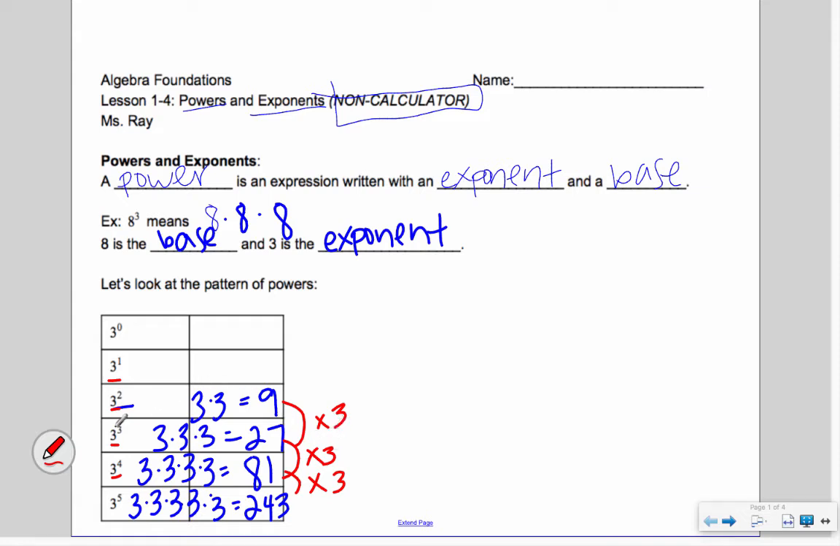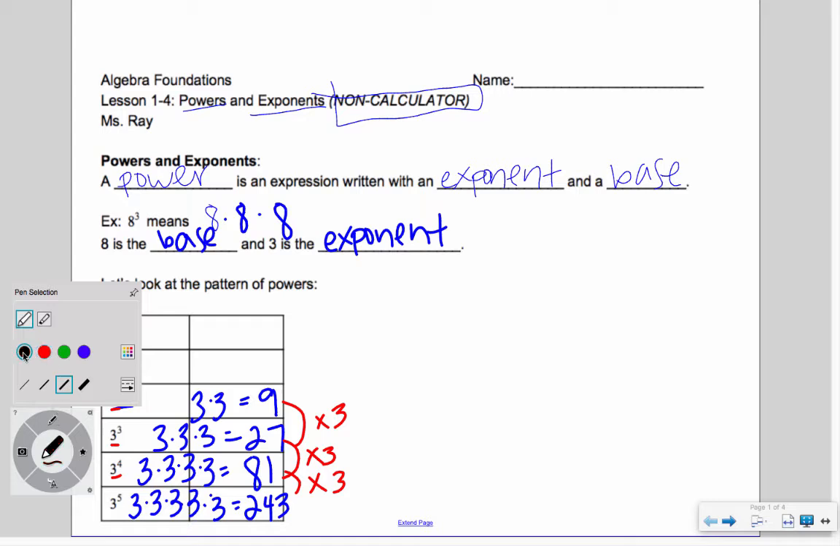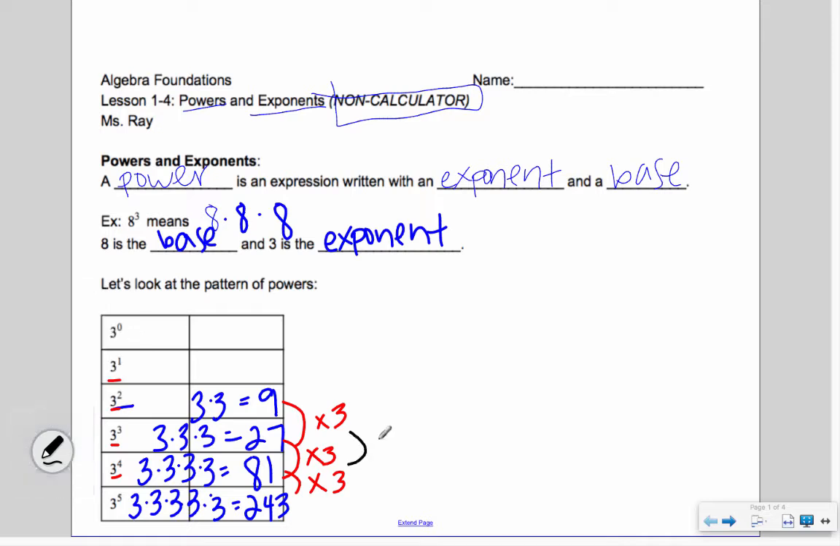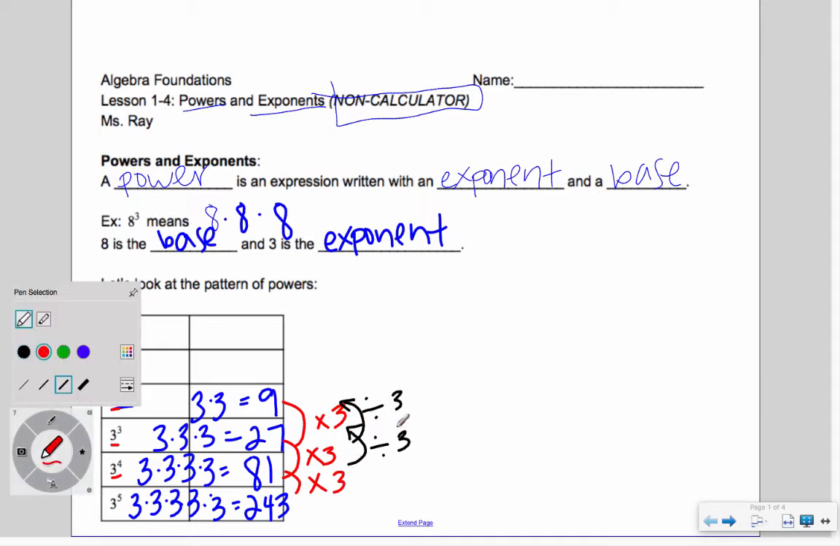So what happens when I go backwards? What happens when I go from, for instance, 81 to 27? Well, this time I'm dividing by 3. Same thing when I go from 27 to 9. I'm dividing by 3. Guess I should put arrows here. So this is going back, and the other one is going forward.